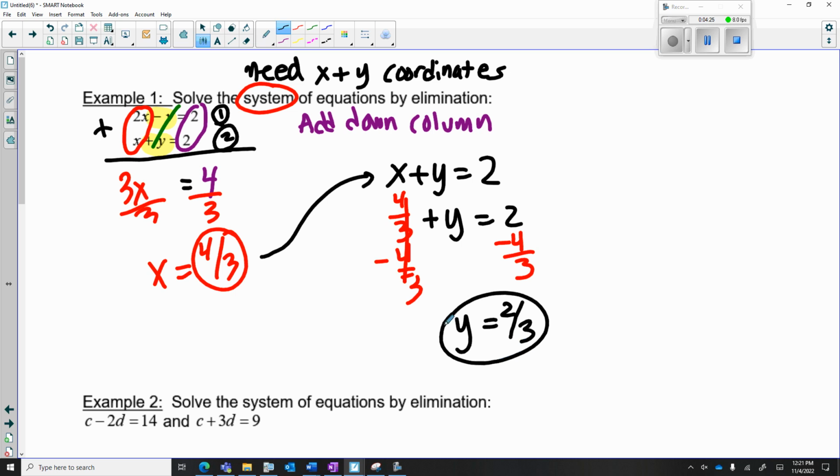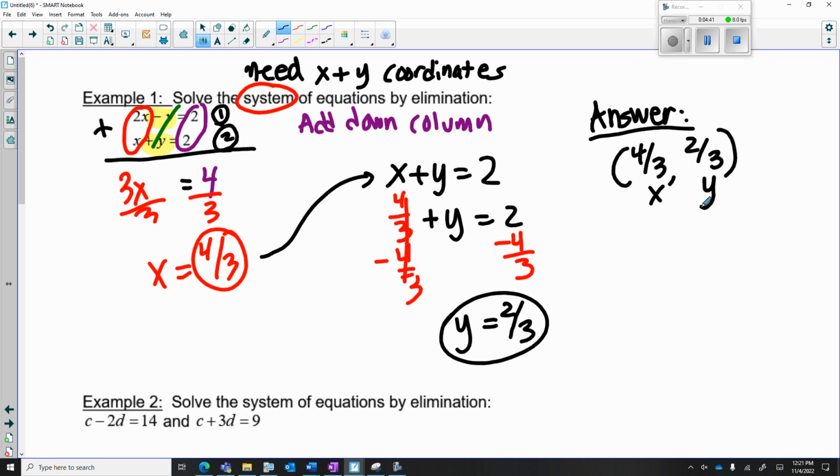So now we have an x and a y. So our final answer, remember, is a coordinate pair, x and y, if it's a system, because we need x and y together, working together to get an answer. So this is x first and y second.